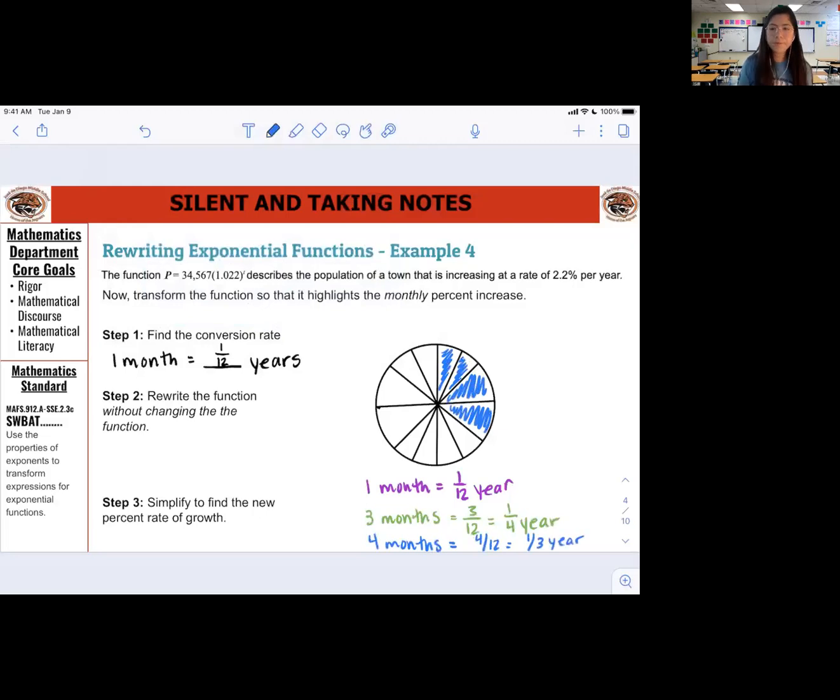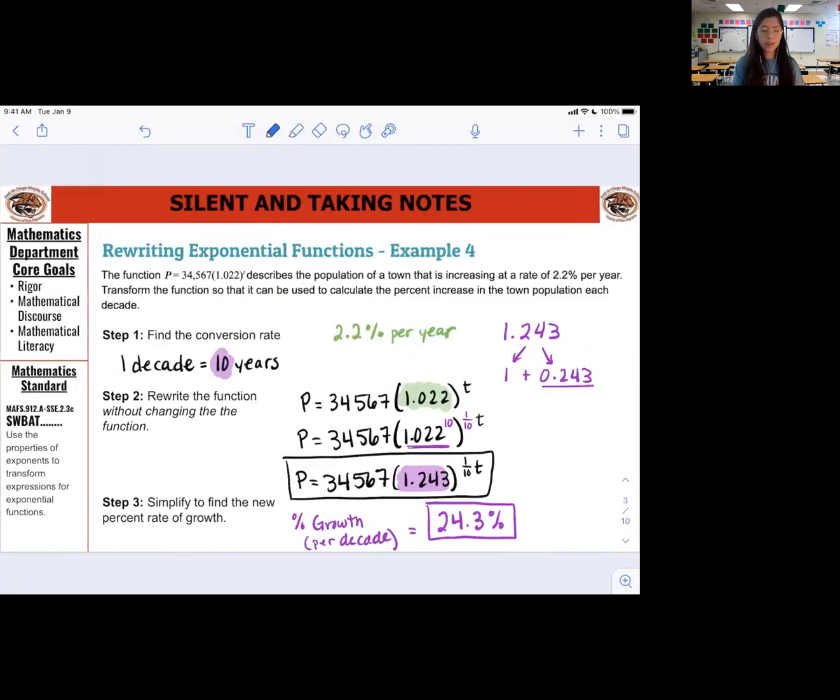1/3 of a year. Okay, so you can always think about it with a pizza slice. You can think about it whatever way helps you. When you're finding the conversion rate, let's look at the difference. In this example, I went from years to decades. So I went from small to large. So it was a whole number, right? I had my 10. I plugged in a 10 because I was going from a smaller amount of time to a bigger amount of time.